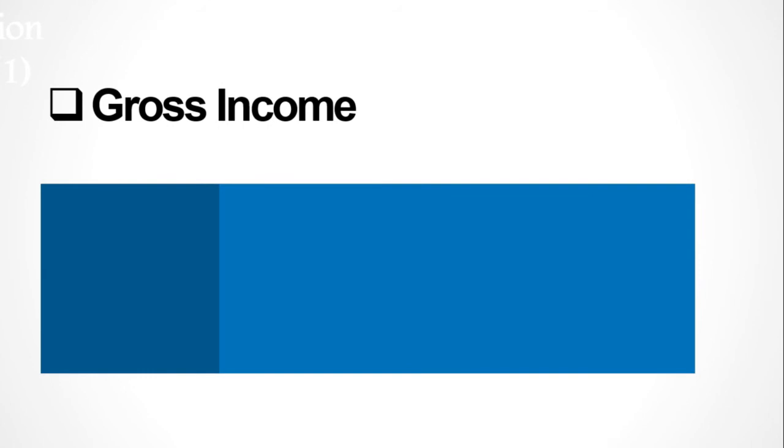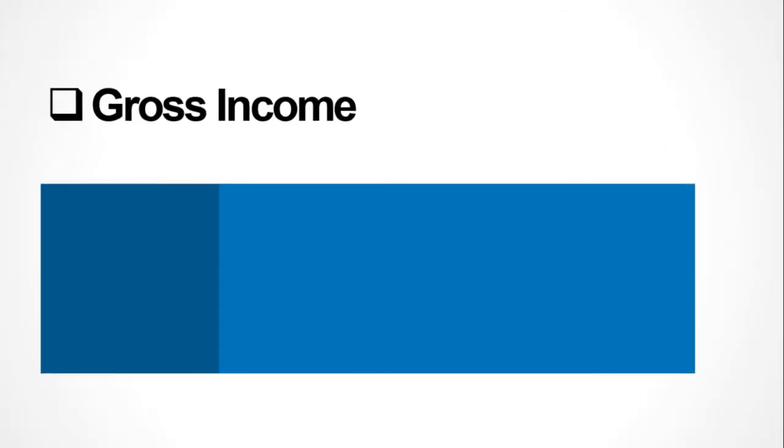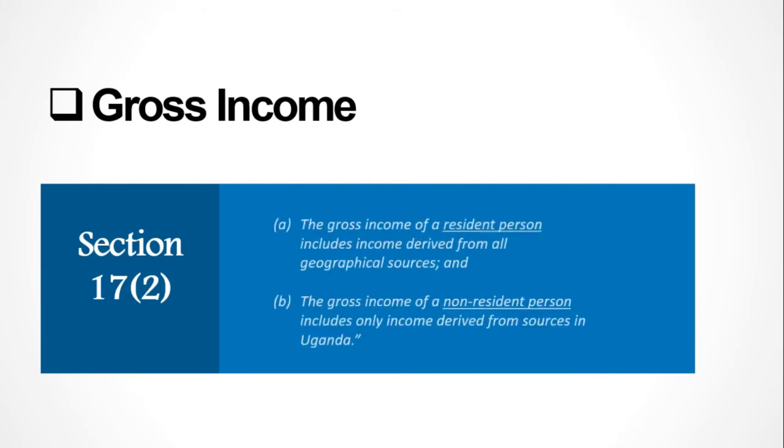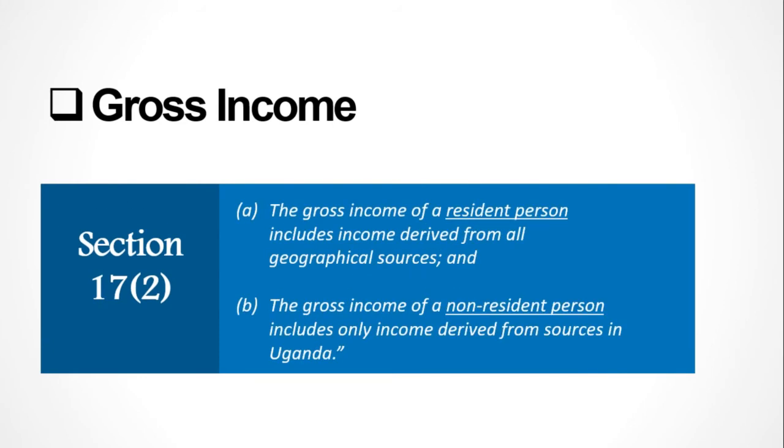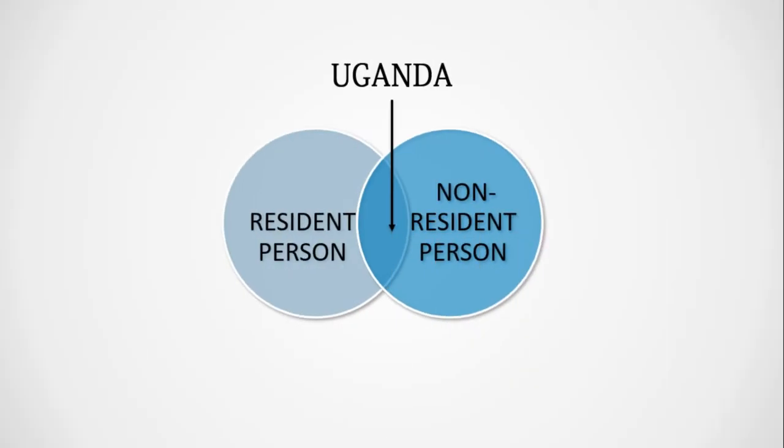We shall be able to move into section 17 subsection 1, which is gross income. We shall have a full discussion on gross income. I'll make you understand what gross income is all about and how to arrive at the gross income of a person. We shall of course look at the implication of gross income when it comes to resident and non-resident persons. We shall look at the interaction of resident and non-resident persons.